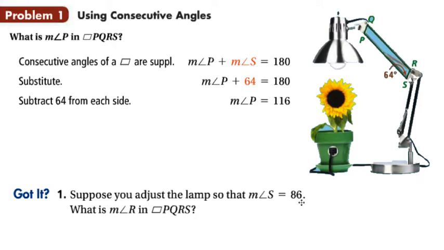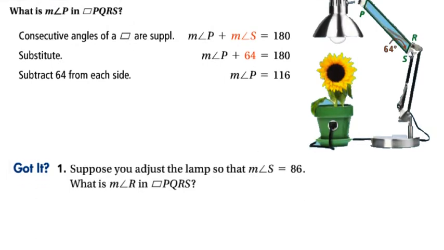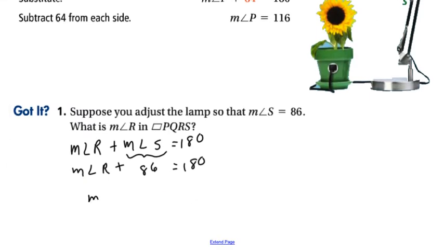So what happens if we change angle S to 86 degrees? Can we find the measure of angle R in this same parallelogram? Well, yes, we can. What we would do in that case is set up a very similar equation. We're going to say the measure of angle R plus the measure of angle S is equal to 180. And then substituting in for the measure of angle S, we're going to put in 86 degrees, and that's equal to 180. So if we subtract 86 from both sides, we get the measure of angle R is equal to, what does that turn out to be, 94? Does that sound right? 94, let's see, that gives us 180. Yep, that looks like it's right. So the measure of angle R would be 94 degrees.